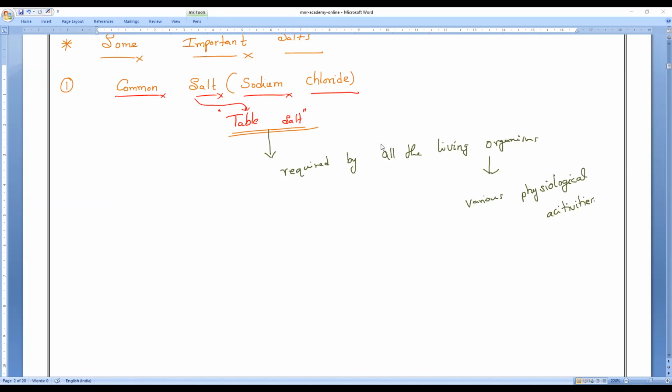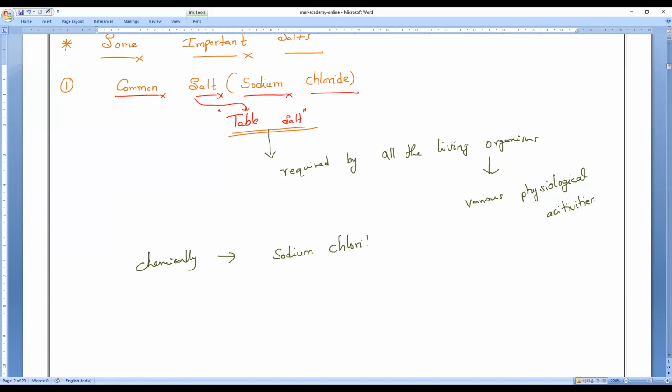Okay. So various physical activities will be controlled by this common salt only. What is the scientific name, or chemically what do we call this common salt, everybody? Chemically it is known as sodium chloride.